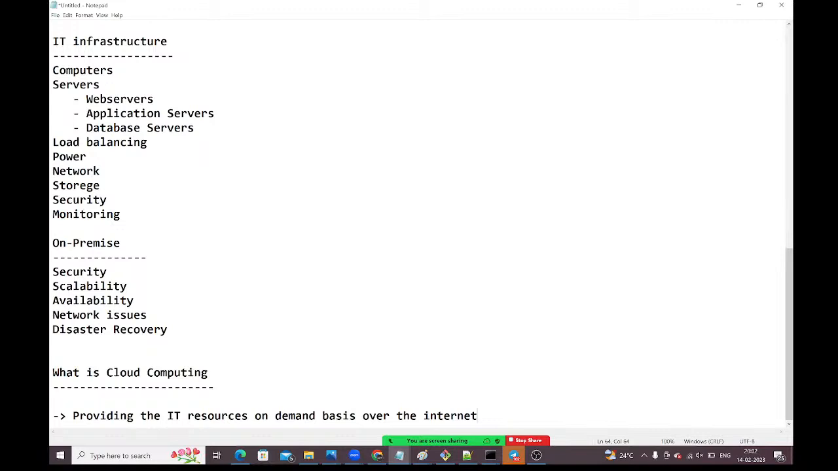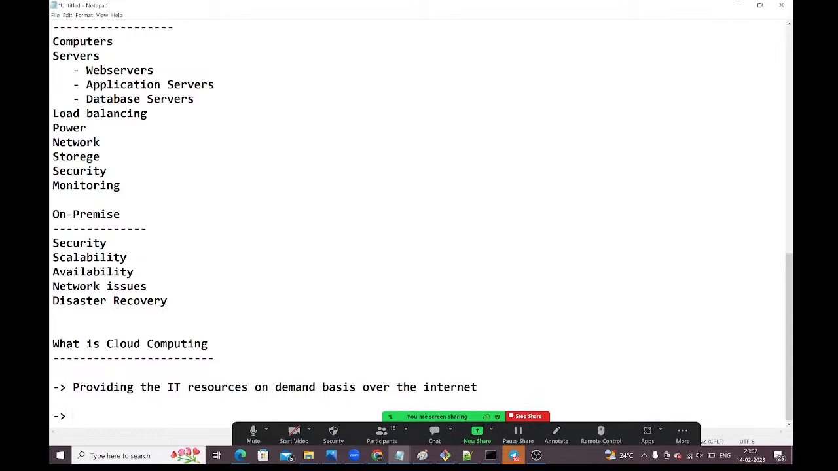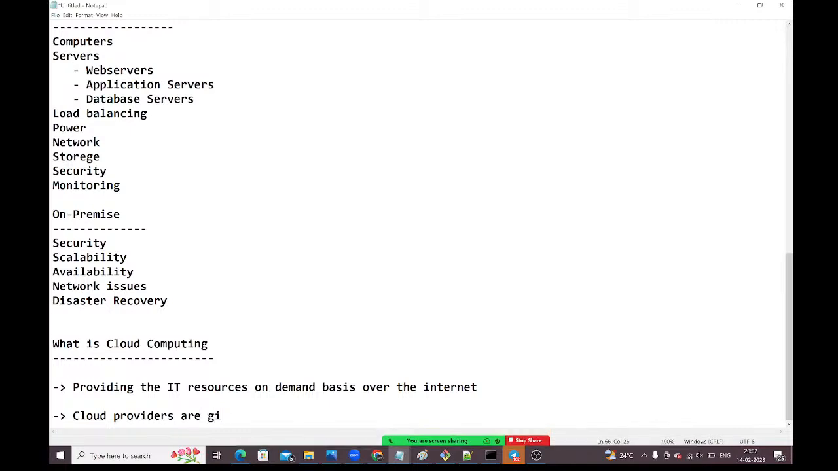Right, guys? Here cloud providers are giving the infrastructure based on what, guys? Pay as you go approach. Pay as you go. Correct. Cloud providers are giving the infrastructure based on pay as you go.